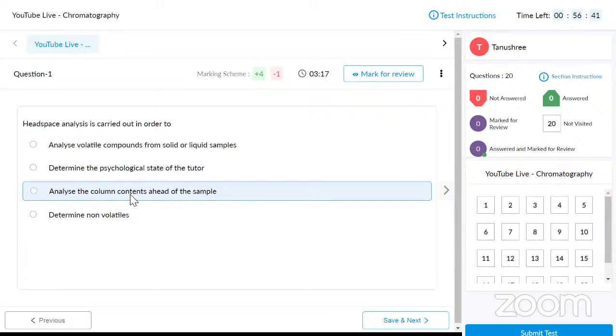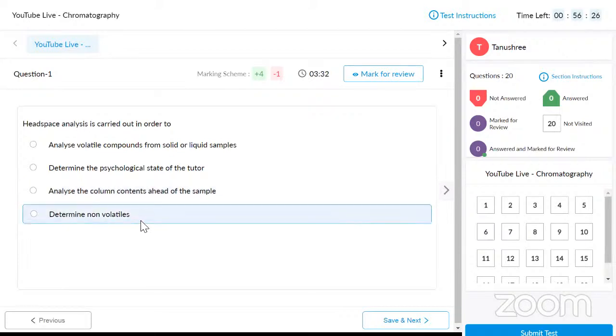In that case, you are going to incorporate a guard column, and the guard column will block away the unnecessary compounds which are not required in the analysis, and the pure sample will be filtered out of the guard column, and then that sample will be analyzed in the analytical column. So option C is also not the answer.